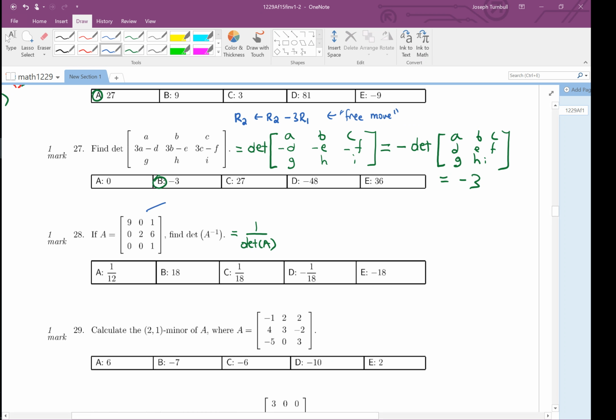Let's find the determinant of A. It's triangular, so the determinant is the product of the main diagonal. 9 times 2 times 1, we get 18. So that means our determinant of A inverse is 1 over 18. Okay, so option C.